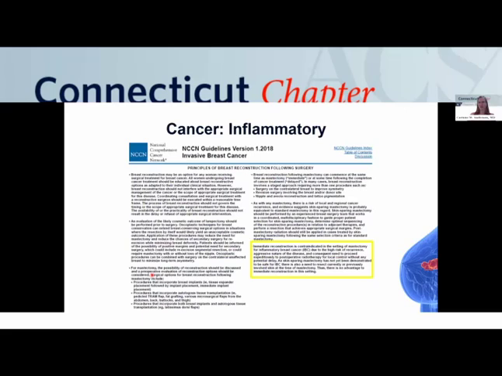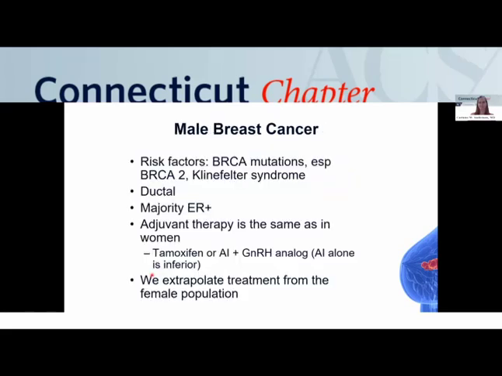We also don't perform immediate reconstruction, 1, because we're trying to remove as much skin as possible, but 2, because we would not want to have any kind of difficulty with reconstruction that could delay moving on to your next line of adjuvant therapy, because these cancers are so aggressive.